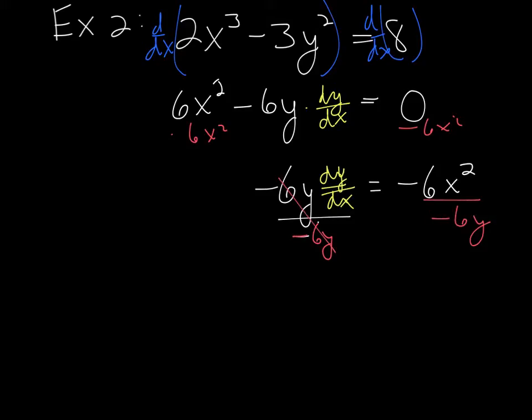Get that to cancel out, and I get a lovely dy dx is equal to, and I can cancel the 6's and I can cancel the negatives, which become a positive, and that simplifies pretty nicely to x squared over y.